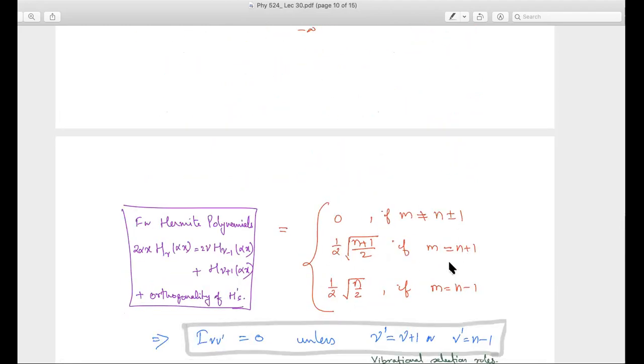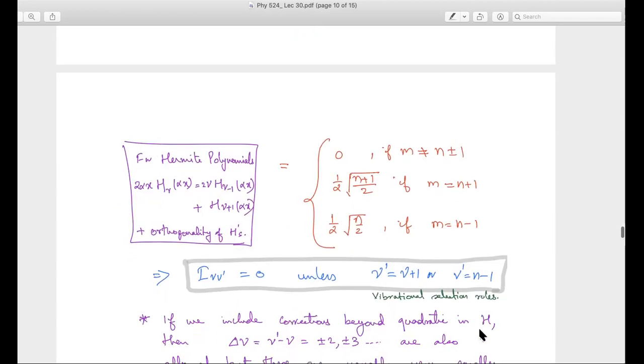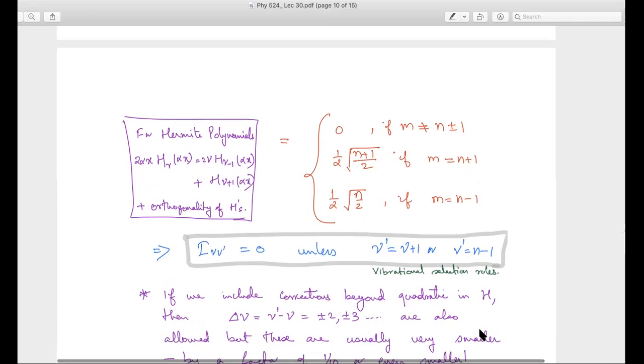But most importantly, this shows that the integral is 0 unless nu prime is nu plus 1 or nu minus 1, right? So this should be nu minus 1. That gives you the vibrational spectrum selection rule. Okay. So this was an explicit calculation using the harmonic oscillator states. And this also works if you use more complicated states of the Morse potential. We have not done that calculation explicitly, but if you do, you will find that this selection rule is robust to that.